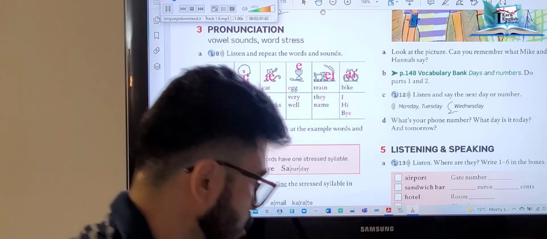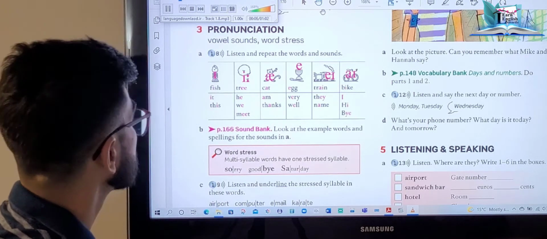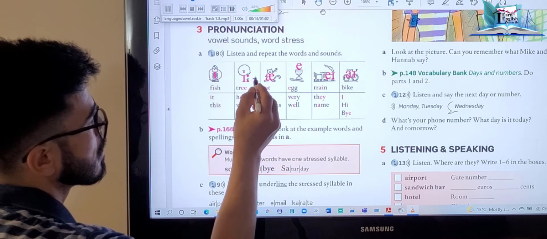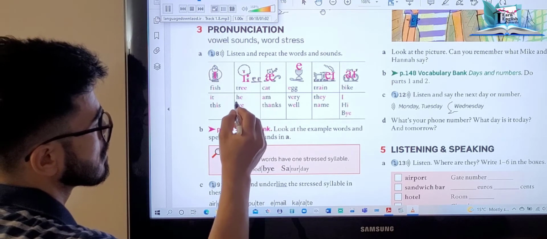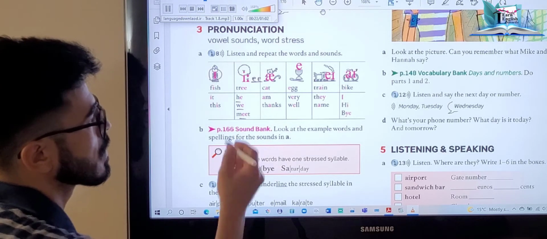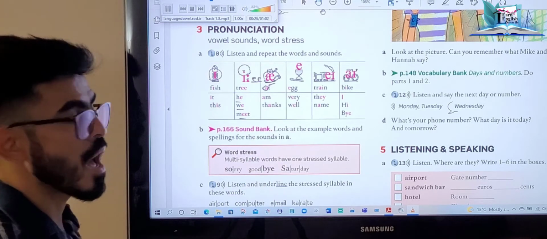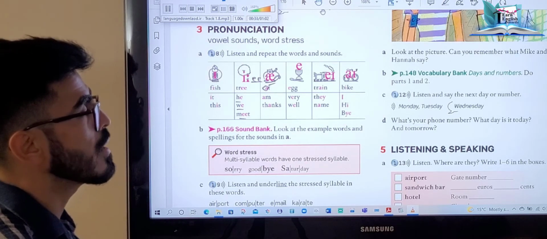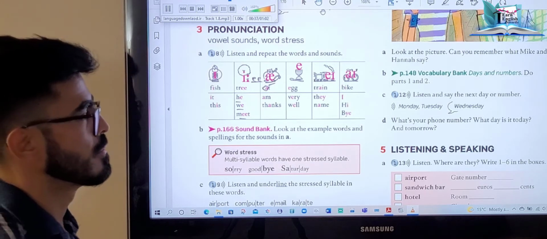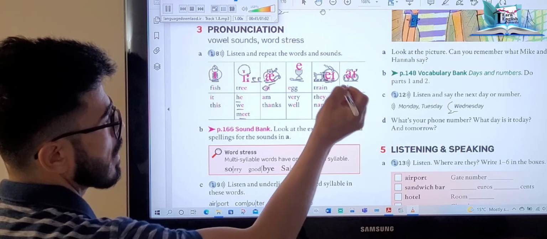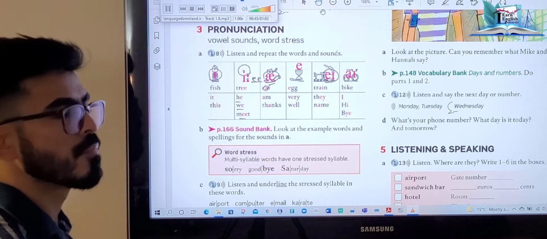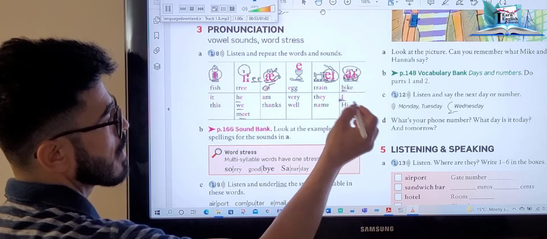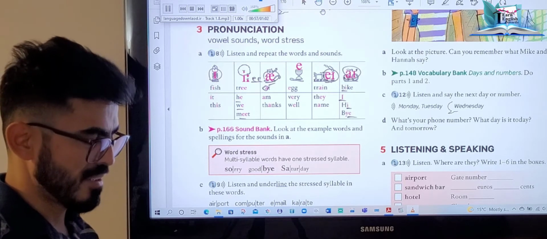This. Point eight. Fish. It. It. This. Tree. E. He. We. Meet. Cat. Am. Thanks. Thanks. Egg. Egg sound, okay? Egg. Very. Well. A sound. Train. A. Day. Name. This is I sound, okay? Bike. I. Hi. And bye. Bye.